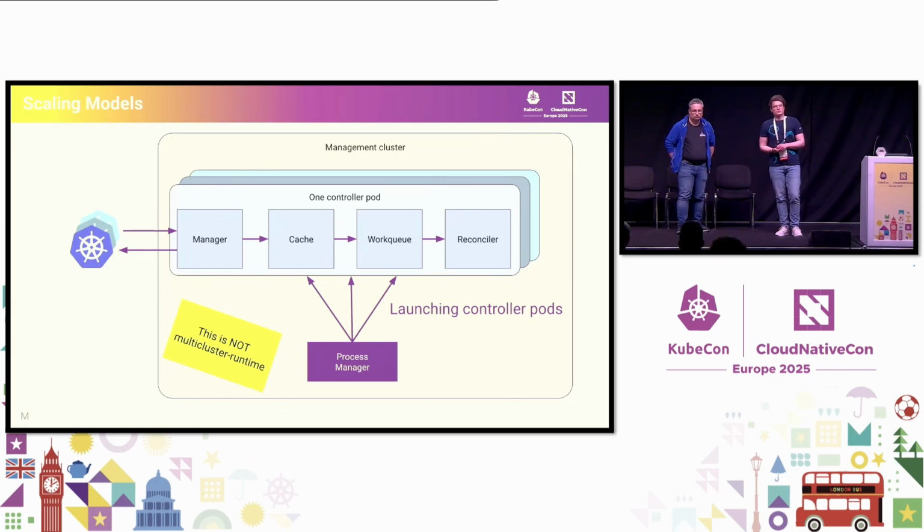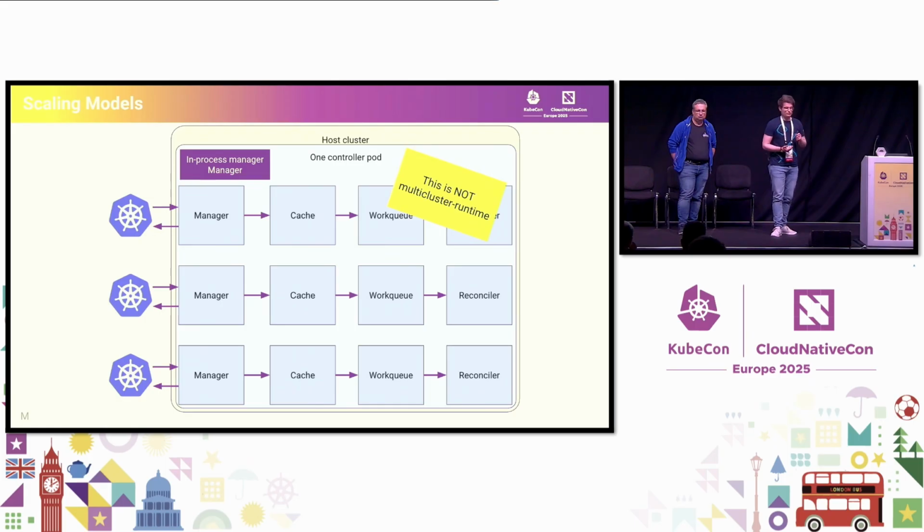Another scaling model would be to have a management cluster and run one controller pod per external cluster that you want to reconcile. So you have one management cluster that's basically the workhorse, and there is a process manager, maybe another operator or a controller, that launches controller pods dynamically against these Kubernetes clusters that you want to reconcile. And then there's this model as well. You could have a host cluster, a management cluster, and the controller pod here would start multiple Controller-runtime managers to reconcile against external Kubernetes clusters.